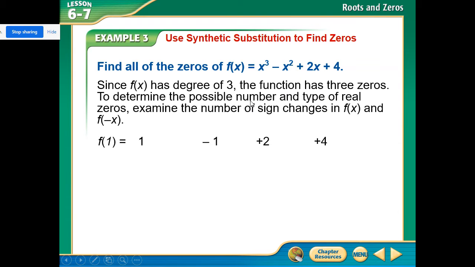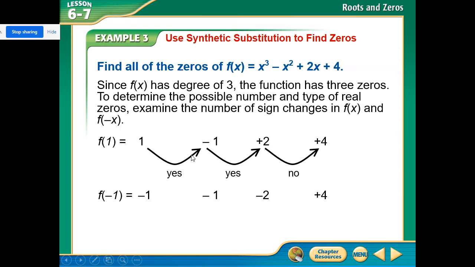All right, so let's go ahead and look at our sign changes. Starting with f(x), that's a 1, a -1, a 2, and a 4. Now I'm looking for my changes. There's 1 there, and no. So that means I have 2 different changes positively.